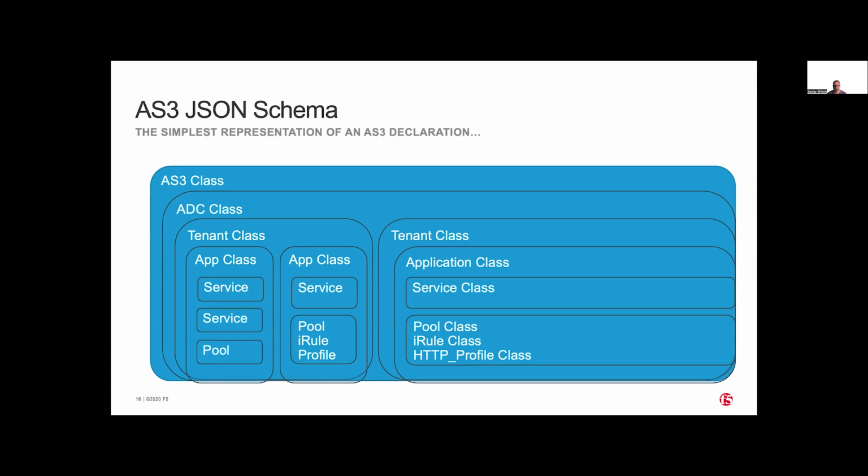So instead of that, what we have done is created AS3, which is Application Services 3, a single API. And you just construct the JSON blob with all the requirements. And then you can make a single API call to that AS3 endpoint, which will configure all the objects.